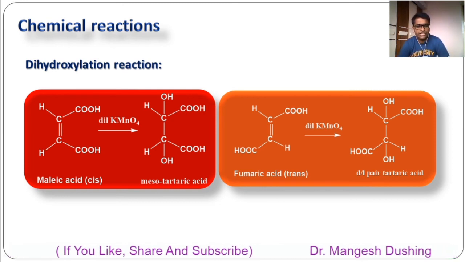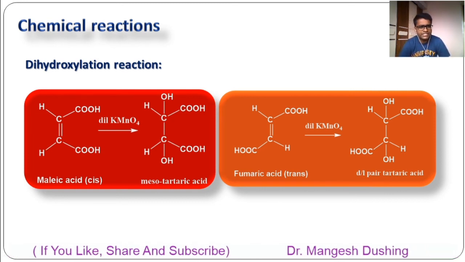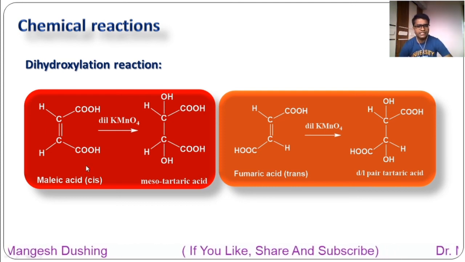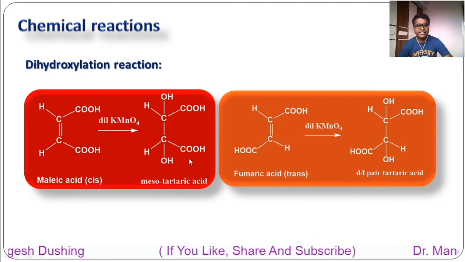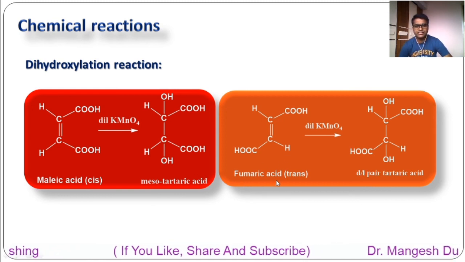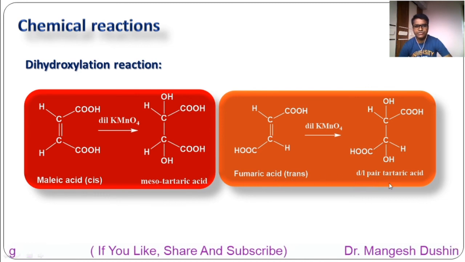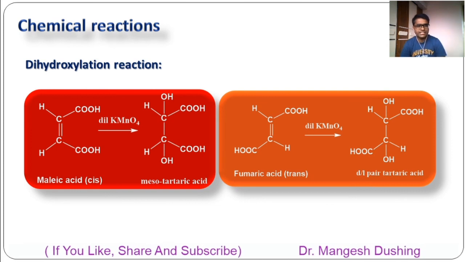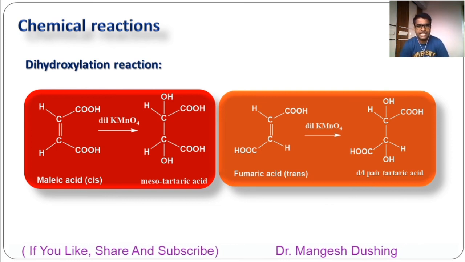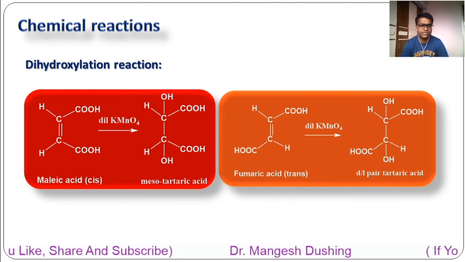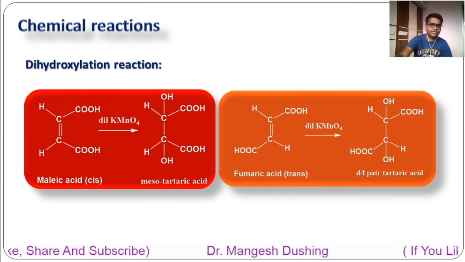meso-tartaric acid. The same kind of case happens in bromination, that is anti-addition. Cis maleic acid gives you a DL pair of dibromo compounds, while fumaric acid, the trans isomer, will give you a meso dibromo compound. So their pattern of reactions, their reactivity, and their formation of products will be different in the case of cis and trans isomers.